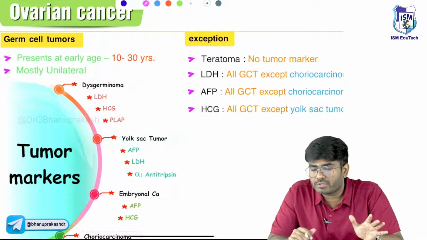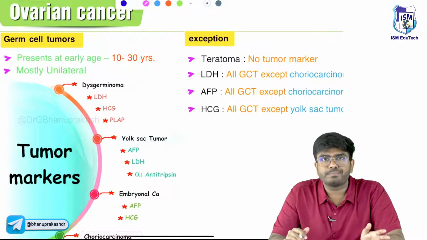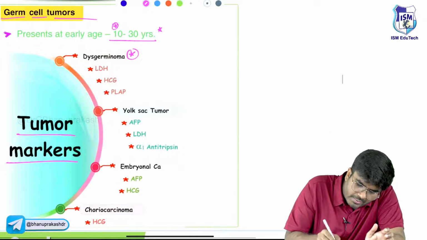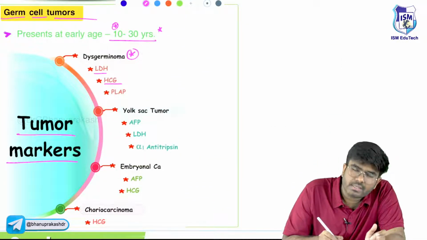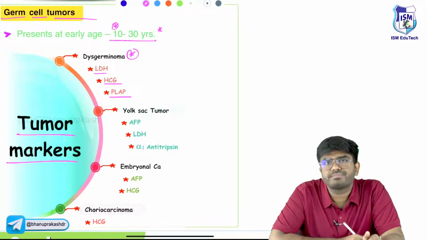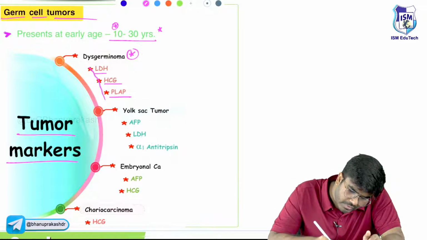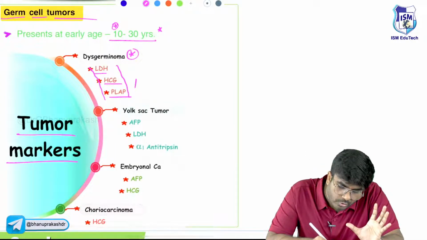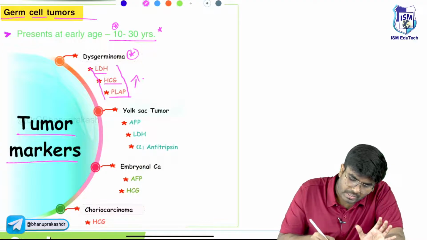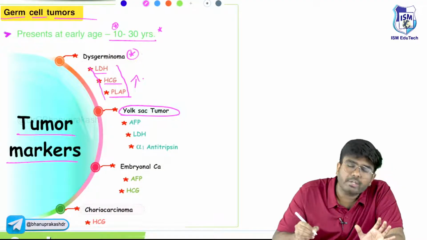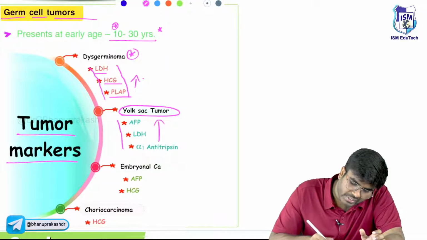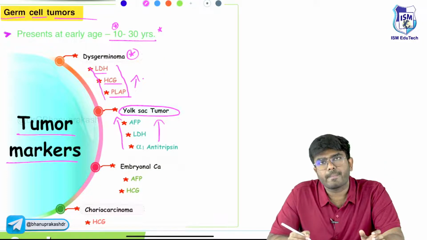See, different types of germ cell tumors produce different types of hormones, or different types of markers. For example, dysgerminoma is producing lactate dehydrogenase, human chorionic gonadotropin and PLAP. These are the tumor markers produced by dysgerminoma, which means if a female has dysgerminoma, these tumor markers are going to be elevated. If a female has yolk sac tumor, then alpha fetoprotein, lactate dehydrogenase and alpha 1 antitrypsin levels are elevated.